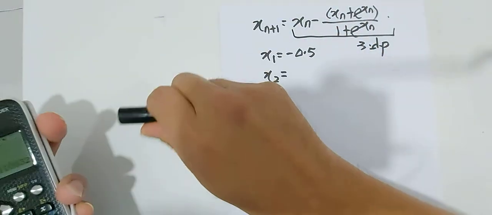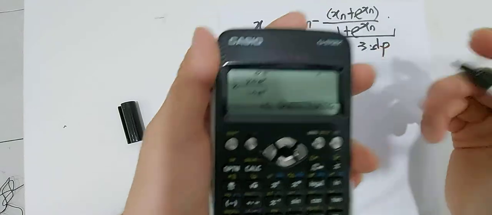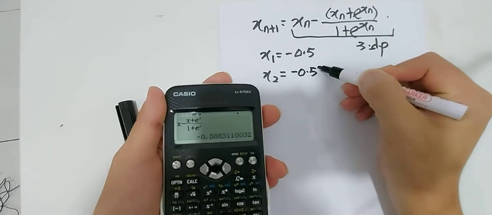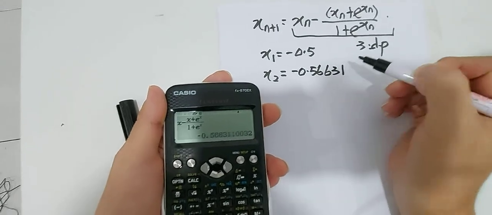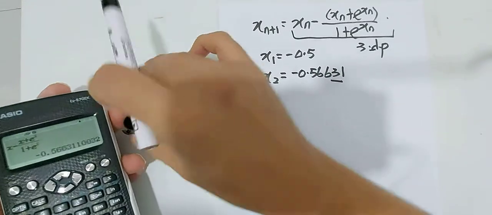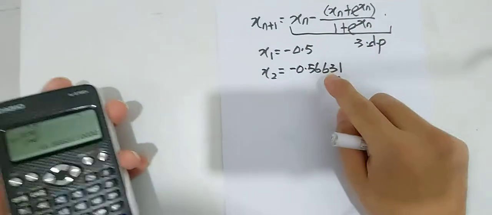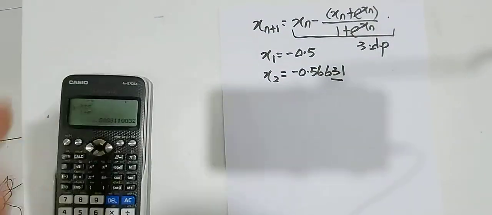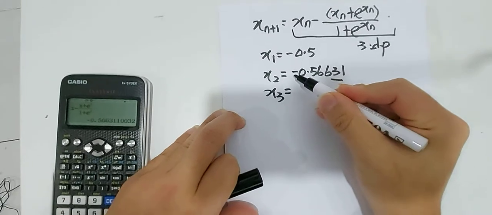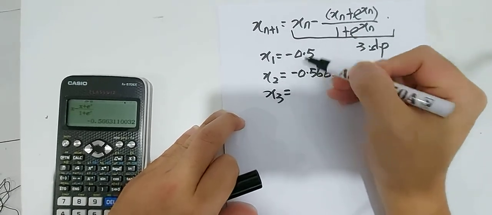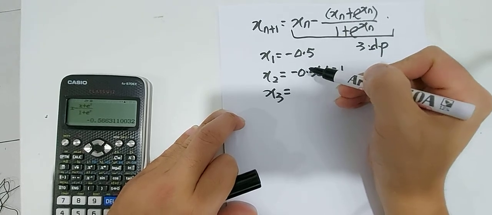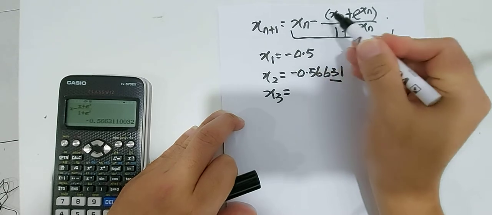All right, so I record the value. The value that appears here will be my x2, which is negative 0.56631, all right, to five decimal places. Now I'm going to repeat this to find x3. I'm finding x3 by using this value, because I found x2 by using the previous value. So I'm going to substitute this into this equation here.